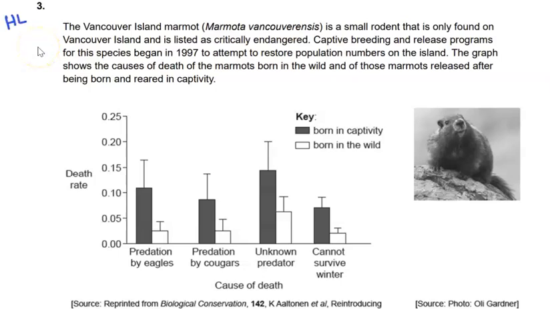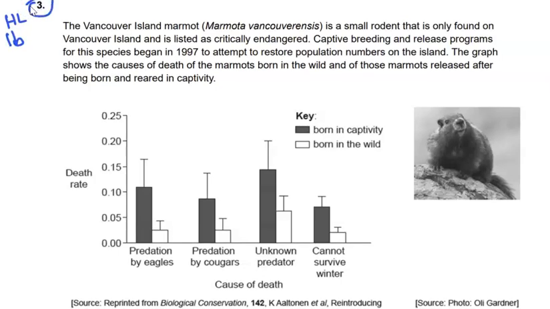Higher Level Biology, Year 12, Mid-Course Exam, Paper 1b, question 3. In the stem of this question, what we're finding out about is to do with marmots and how, with their critically endangered status, a captive breeding program took place along with a release program. So they've been bred, the numbers have been increased, and then released into the wild.